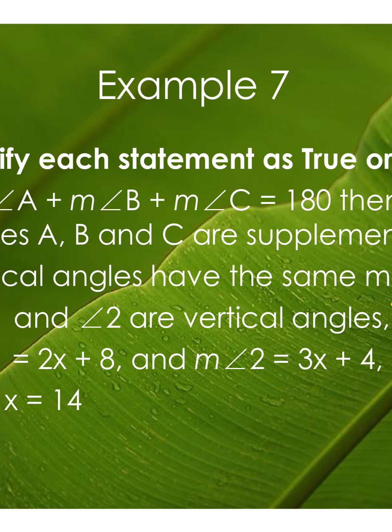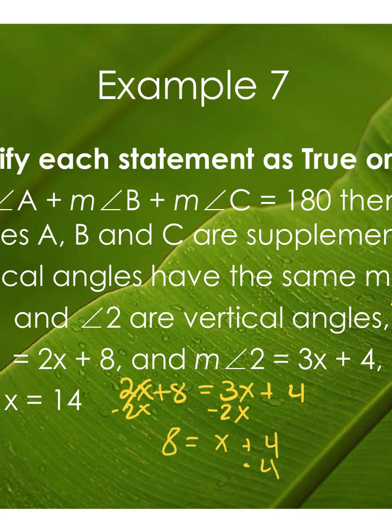The way you will figure this out is actually just equal them out, and let's solve for x. I'm going to subtract the 2x on this side, and I'm going to get 8 is equal to x plus 4. I'm going to subtract it on both sides, and I'm going to get that 4 is x. So obviously it's not x is equal to 14, so it is false.